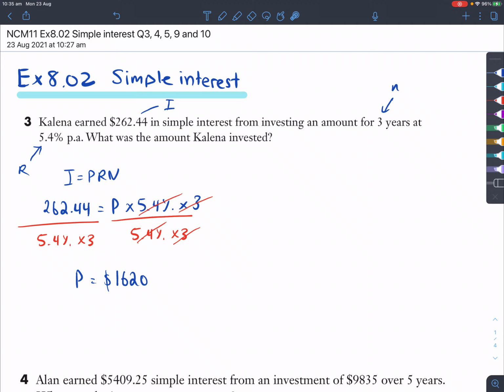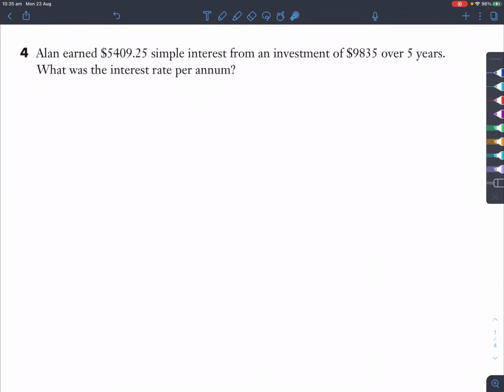All right, question 4. Alan earned this much in simple interest. So that's I, from an investment of that much. So that's what we put in the bank. That's P, over 5 years, and that's N. What was the interest rate per annum, which is R? So let's write our formula down. I equals PRN. Our interest is going to be this amount here.